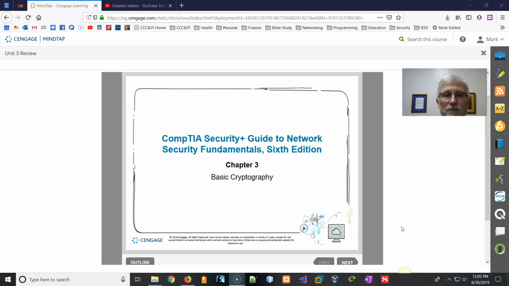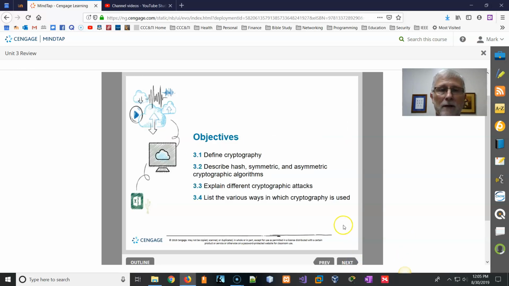This will be the first of two lectures on cryptology, cryptography. This one covers just some of the basics, and then we'll go a little bit more advanced next chapter. So what are we looking at? We're going to look at the definition of cryptography, describe some of the different algorithms, hash, symmetric, asymmetric, and cryptographic algorithms. We'll explain different types of attacks, and then we'll list various ways that cryptography can be used.